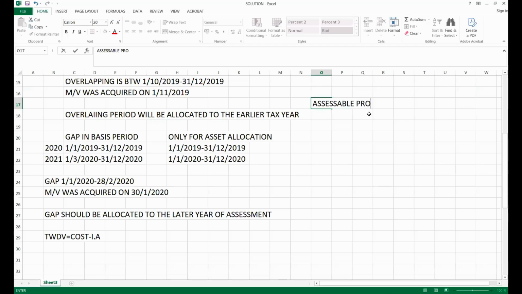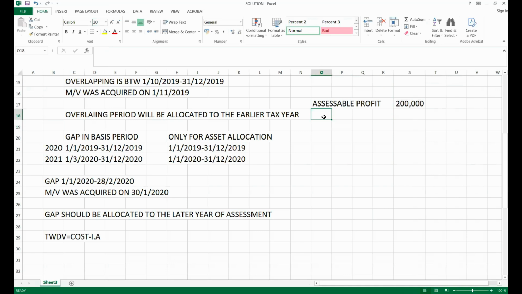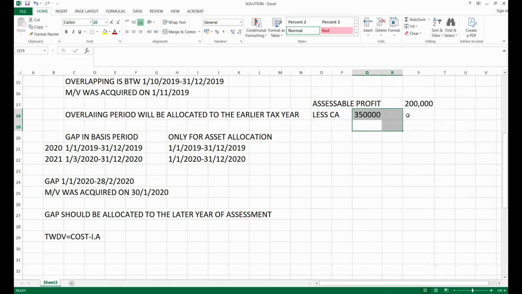Let's say we have an assessable profit of 200,000. Then you are supposed to deduct capital allowance. So let's say we now have a capital allowance of 350,000. What this means is that we cannot remove our entire initial allowance from this assessable profit.